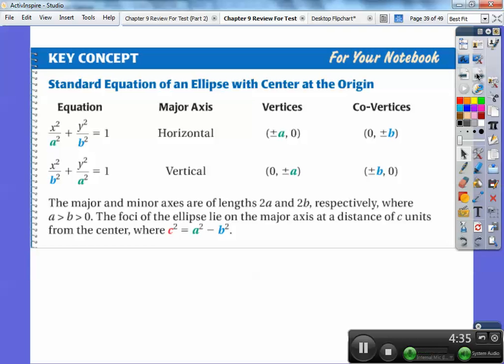Alrighty? All right, and these are the equations of ellipses, you guys. Notice A is always bigger than B, so it just depends on which one has the bigger number. If the bigger number is underneath the X, it's horizontal. If the bigger number is underneath the Y, it's vertical. And since ellipses have these plus signs, you guys, the c squared formulas have the minus signs, okay?